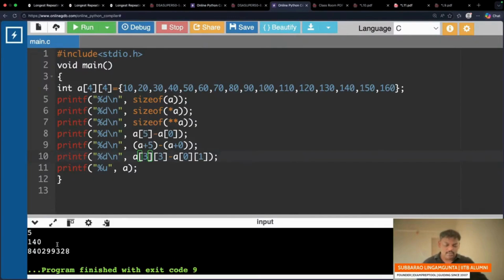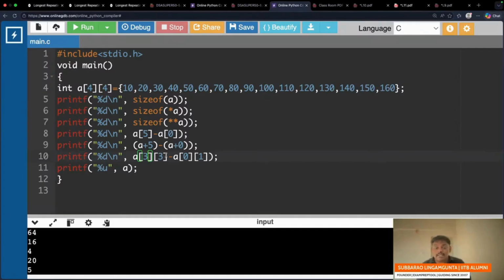Now see this. I think you can see the difference, 140 came. Because third row, third column means the last element, 160. And 0th row, first column means it is 0, it is this one, 20. 160 minus 20, 140. That's how 140 came. Remaining stuff is the same, you can verify yourself. First one is 64, second one is 16, third one is 4.